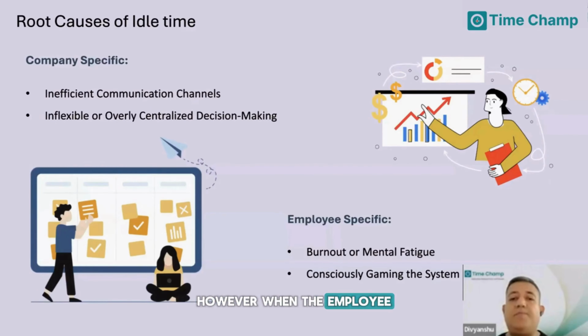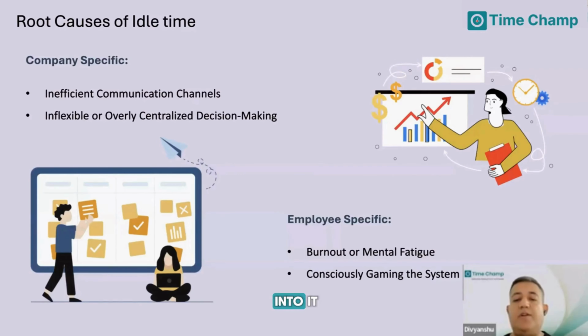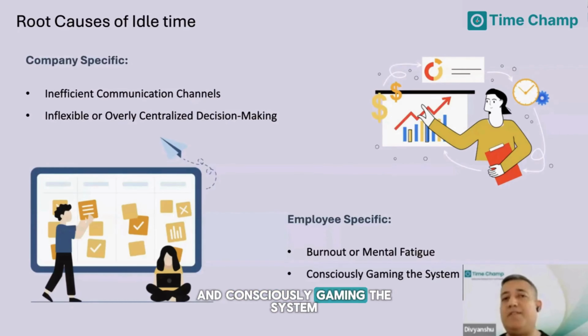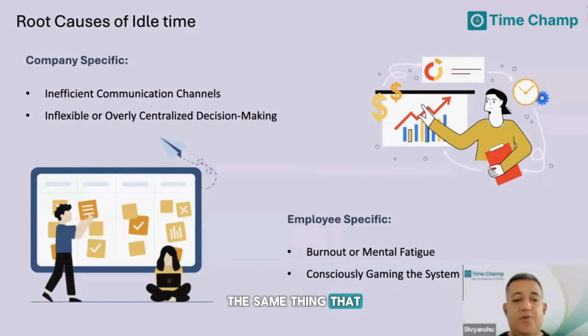However, when the employee-specific points come in, we talk about burnout or mental fatigue. There are times when people work extra, they have burnouts, they have mental fatigue, and there is consciously gaming the system. The same thing that we spoke about: people come, move the mouse, go back. Or they take an extended break while their colleague is just moving the cursor or pressing something on the keyboard, or keeping something heavy on the keyboard. There are so many ways that people try to game the system. They try to cheat, and there is systematic abuse that happens. So there are so many things.